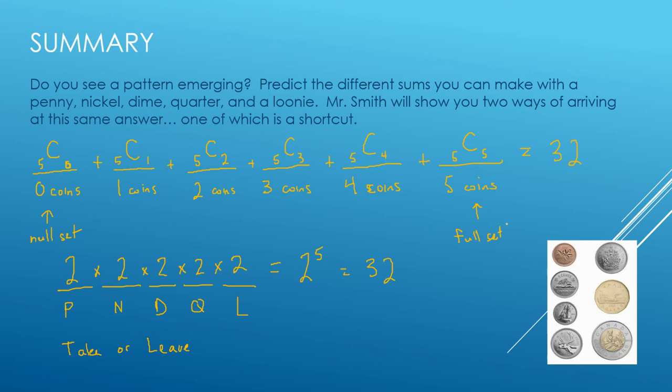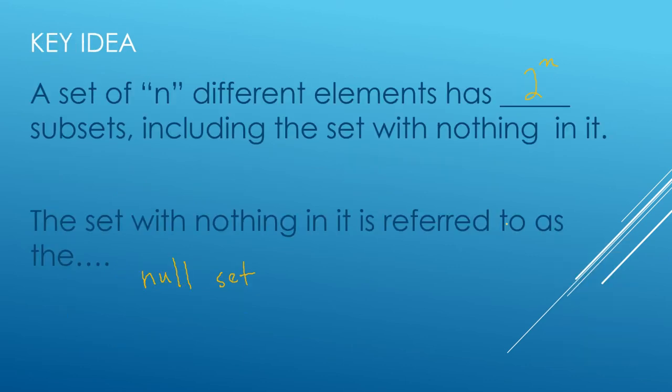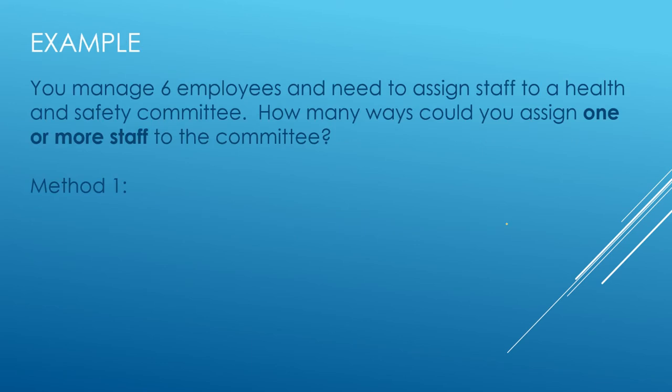So hopefully you're convinced that the number of ways to make a subset, so like 0 or 1 or 2 or 3, all the way up to how many there are in your set, is a power of 2. We kind of showed it there with the coin example. Let's just try a problem here. I'm going to do this along with you.